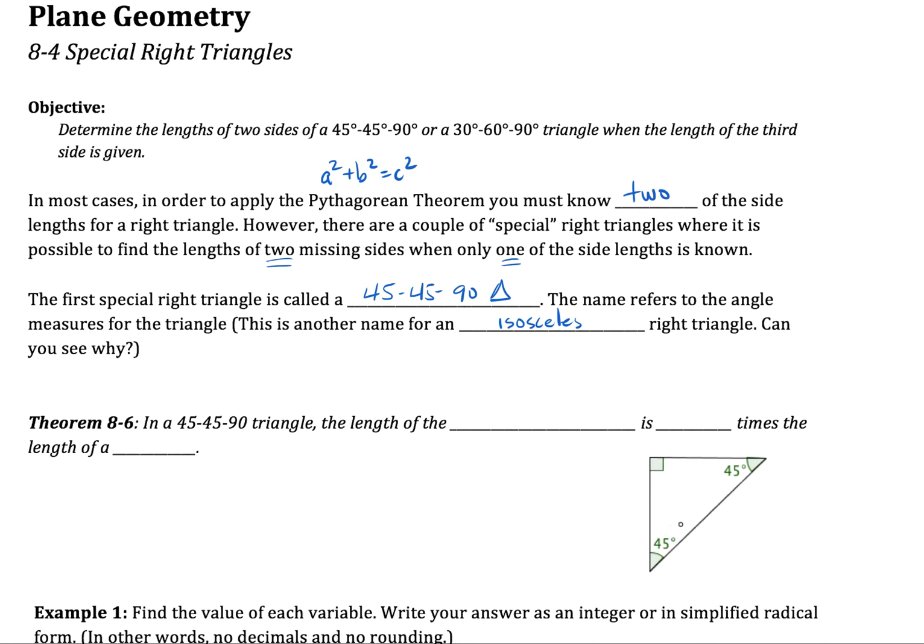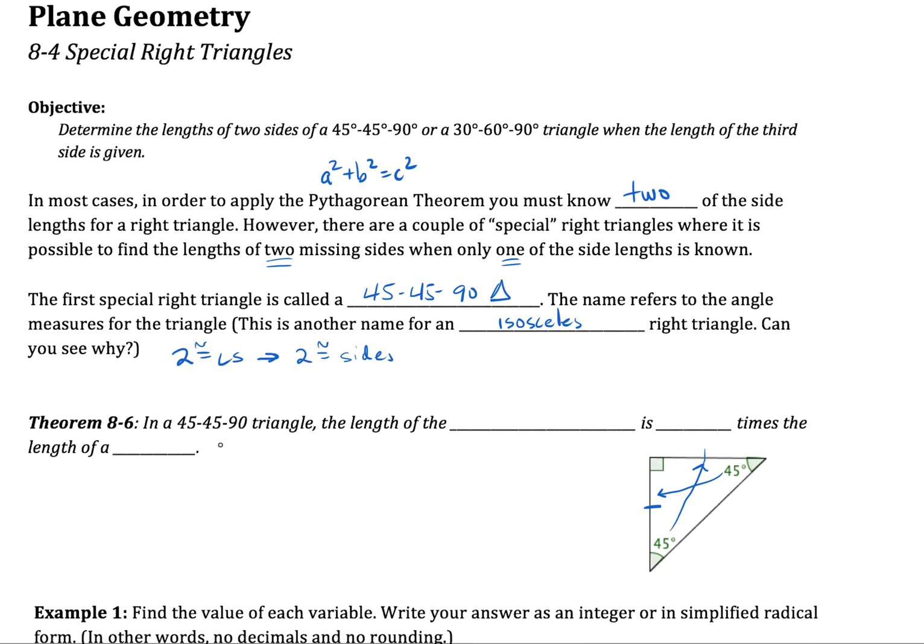Hopefully you'll recognize that if it has two angles that are congruent, it would also mean that it has two sides that are congruent. In this 45-45-90, since these two angles are congruent, we've learned a long time ago that would indicate that this side right here and this side right here would be congruent to each other. So it's an isosceles right triangle.